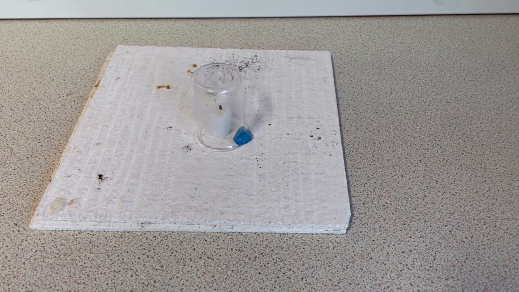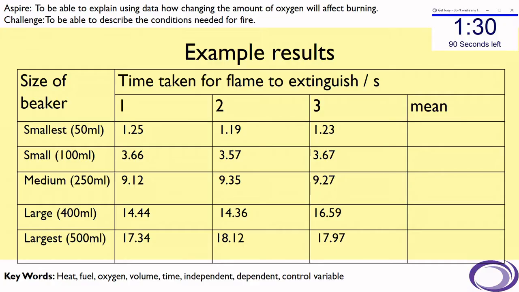And that's because there's less air in that beaker to fuel that fire, to provide the oxygen for that combustion. Therefore, it will run out of oxygen quicker, and therefore the flame will be extinguished.